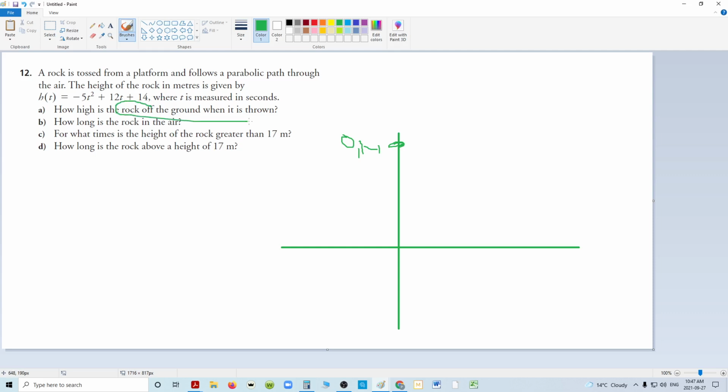Well, how high is the rock off the ground when it is thrown? Well, I just answered that. At time 0, it's 14 meters, I guess. Yeah, meters. How long is the rock in the air?